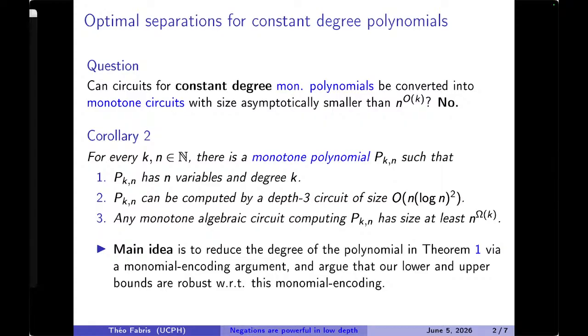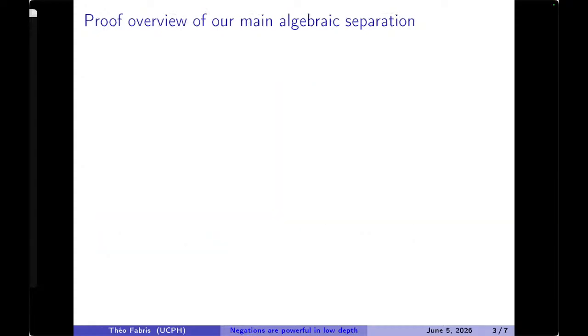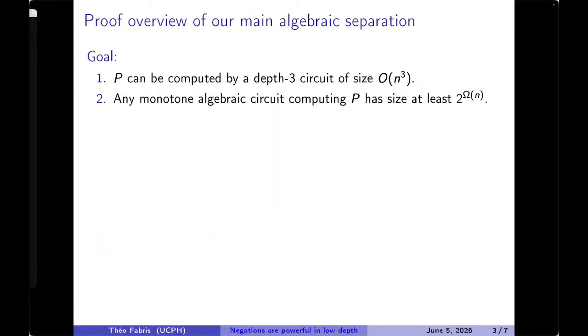Good. So let's prove the first theorem. So what is our goal? We want to construct a polynomial p that can be computed by a small depth-three circuit, and we want to show that any monotone algebraic circuit computing p has size 2 to the n. And the construction will be, we use some expander graphs, as we're going to see later.